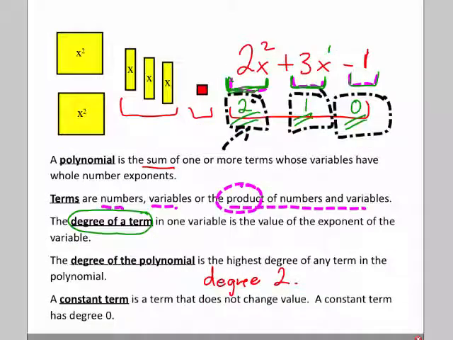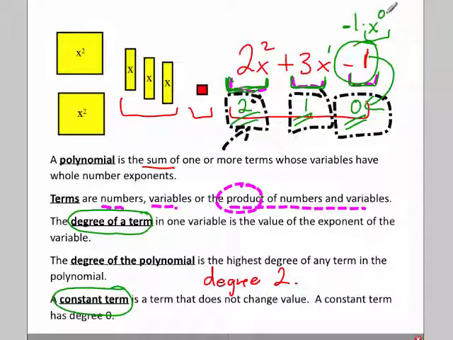And the final word I want you to know is constant term. That's the term that doesn't change value. In other words, it has no variable. That's -1 in our polynomial above. And as we can see, the constant term always has a degree 0. You can think of the constant term as being written as -1 times x to the 0, 0 being the exponent on the variable. And the reason I write it as x to the 0 is because we know that x to the 0 is 1. So the constant term has degree 0.